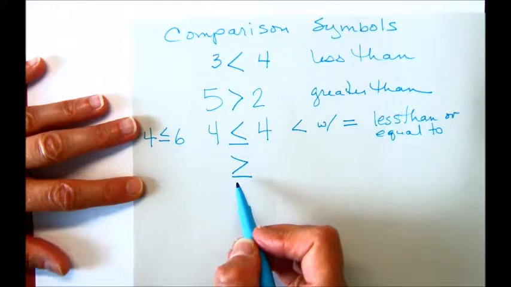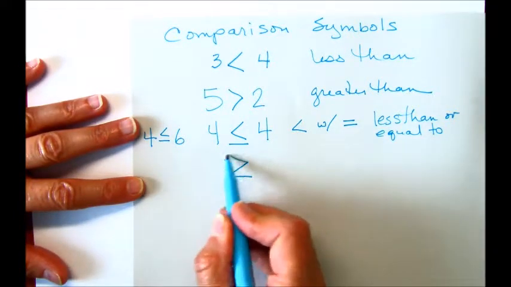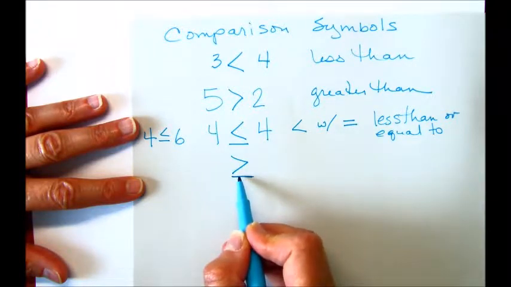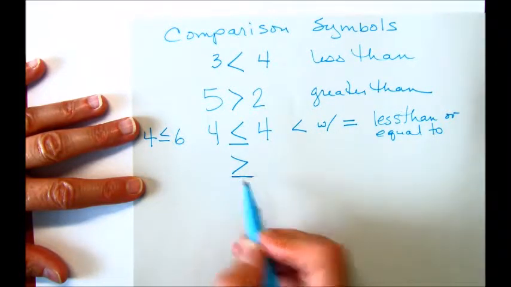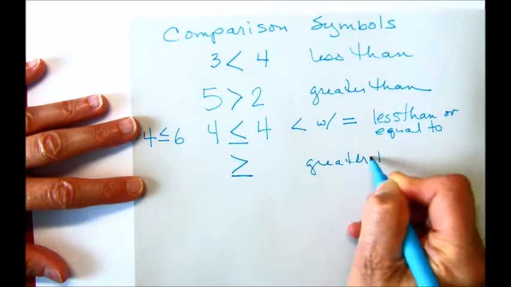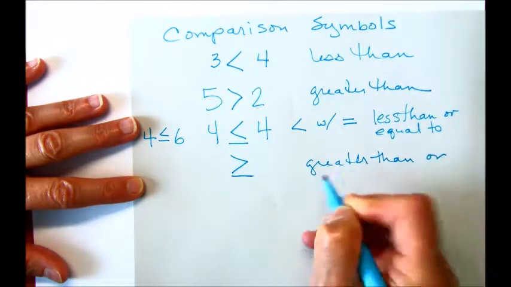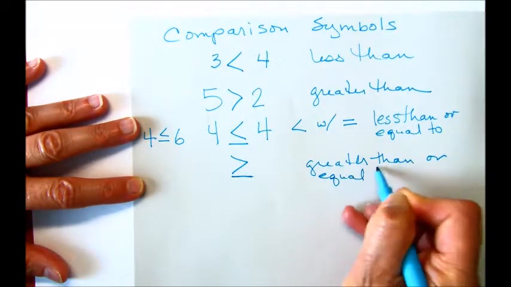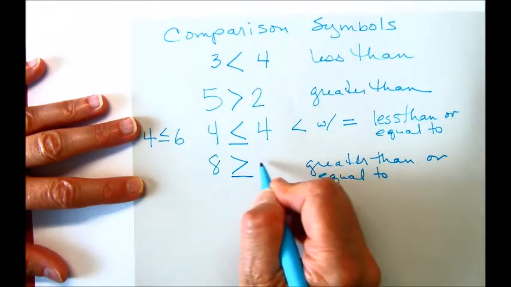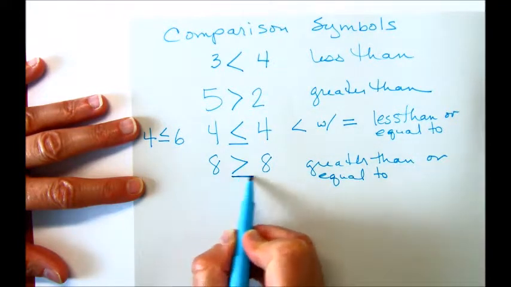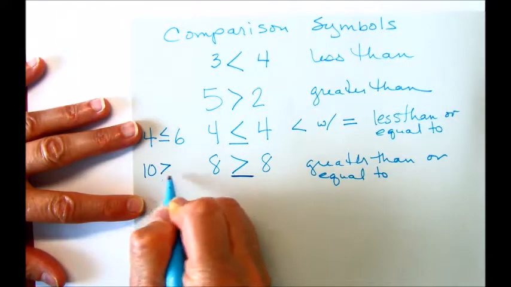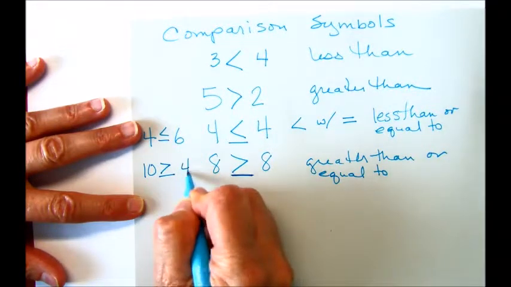The same thing is going to work out here. We know this symbol here is the greater than, and then this line means the equal. So we could have greater than or equal to. For instance, we could have 8 is greater than or equal to 8 because we have the equal sign here. We can also have 10 is greater than or equal to 4. Okay?